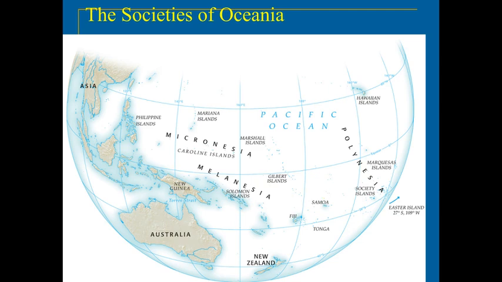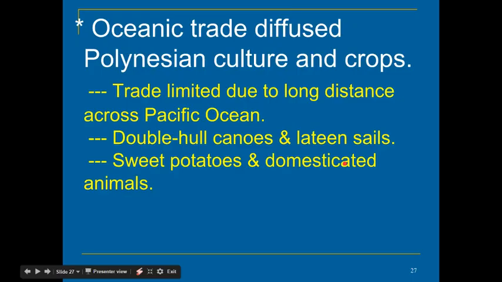we're not going to see a lot of trade. And it makes sense because it's trading across the Pacific Ocean. So the ocean is going to be a blocker of trade in the Pacific Ocean, right, in Oceania.